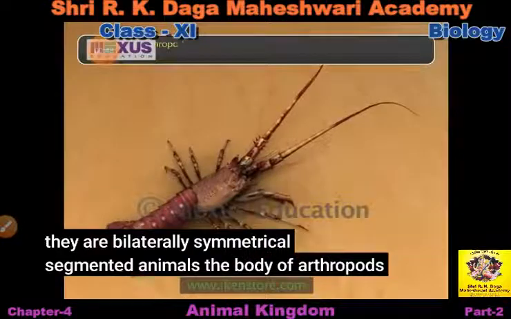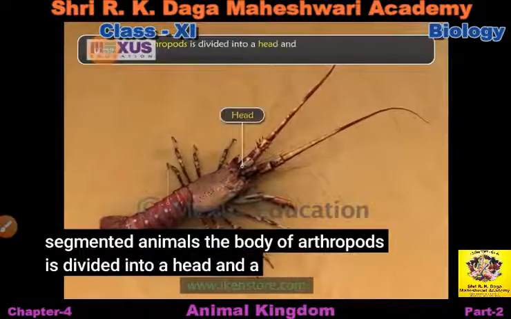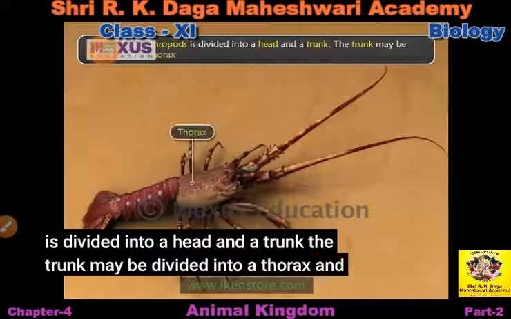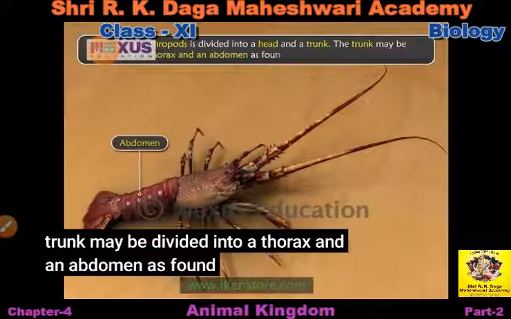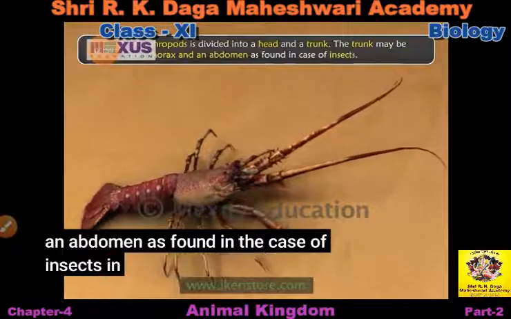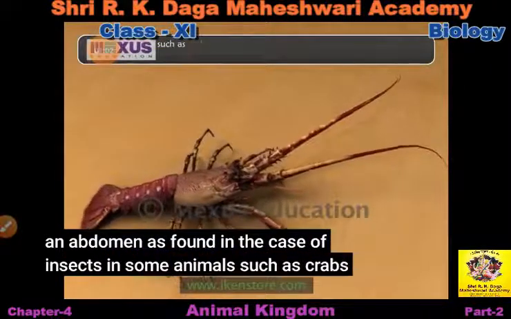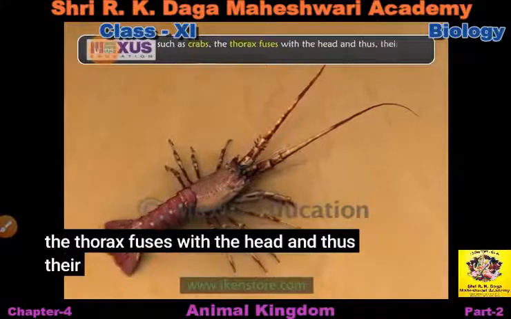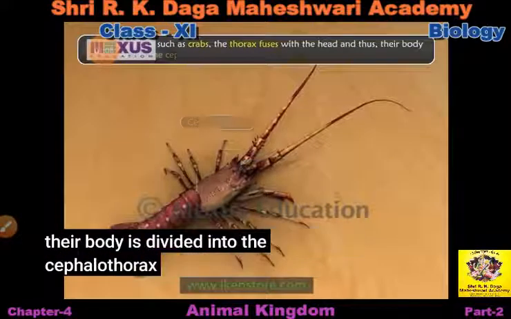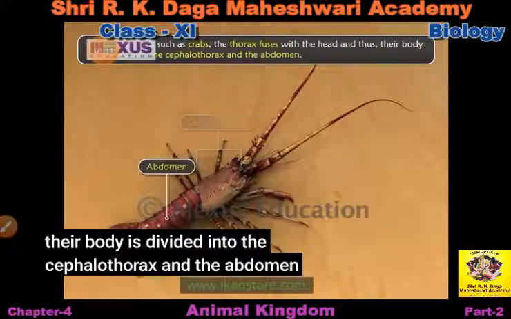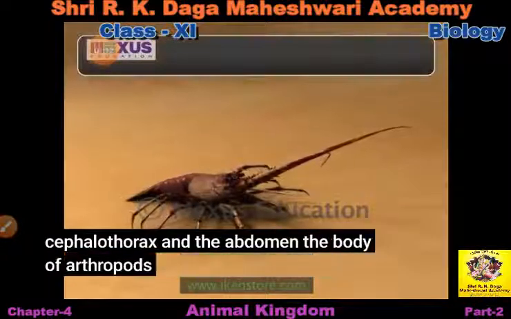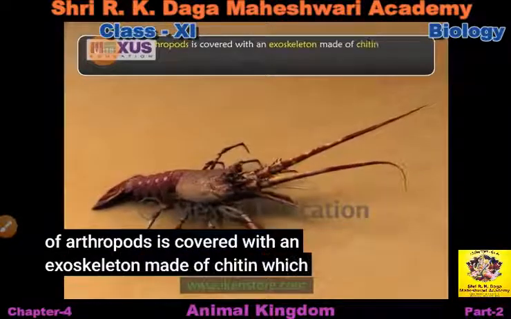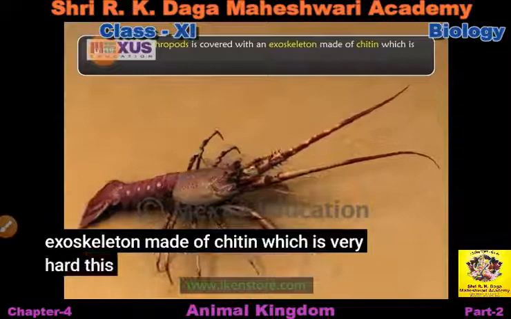The body of arthropods is divided into a head and a trunk. The trunk may be divided into a thorax and an abdomen, as found in the case of insects. In some animals, such as crabs, the thorax fuses with the head, and thus their body is divided into the cephalothorax and the abdomen. The body of arthropods is covered with an exoskeleton made of chitin, which is very hard.